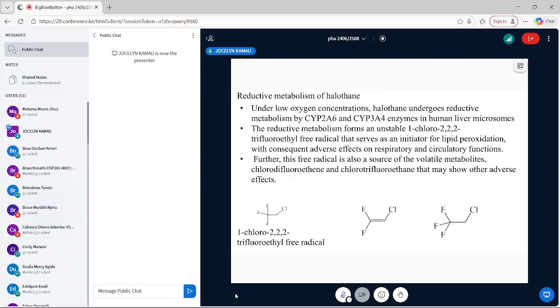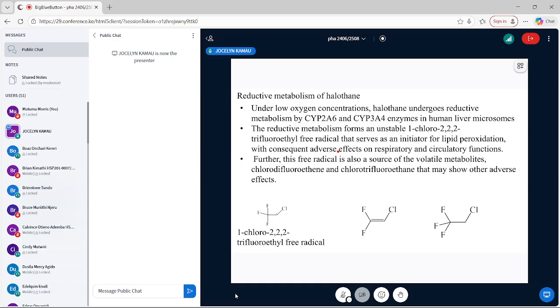And as we have said, the others, enflurane and desflurane, can still undergo that metabolic process, but at a slower rate. And once they undergo that reaction at a slower rate, they will have lower toxicity compared to halothane.